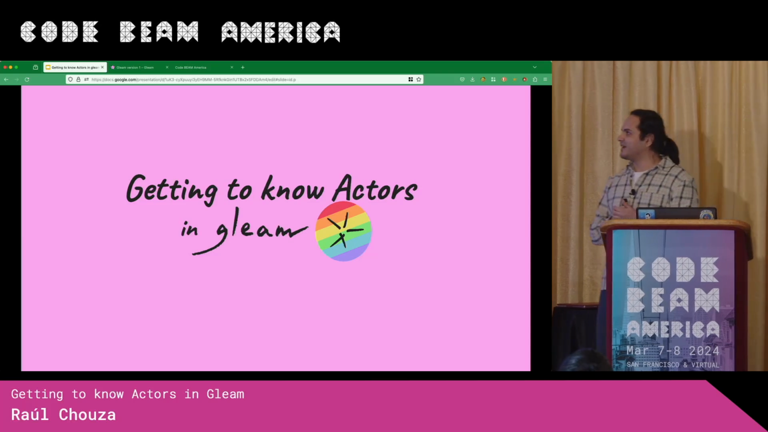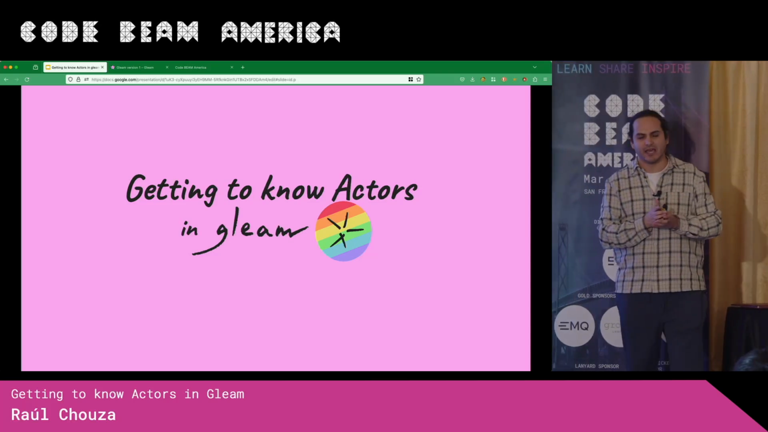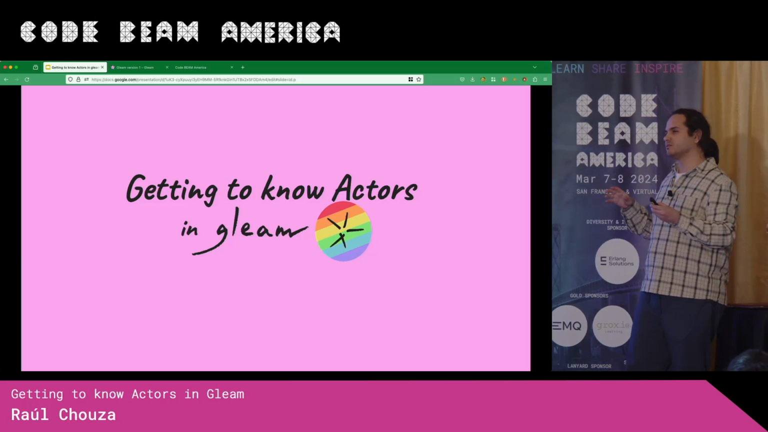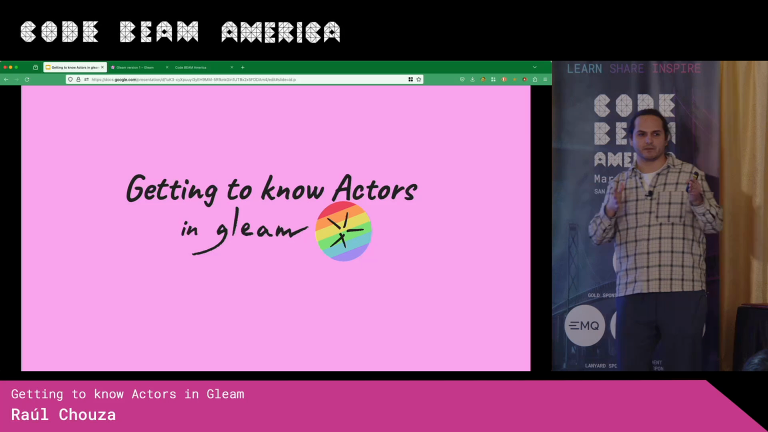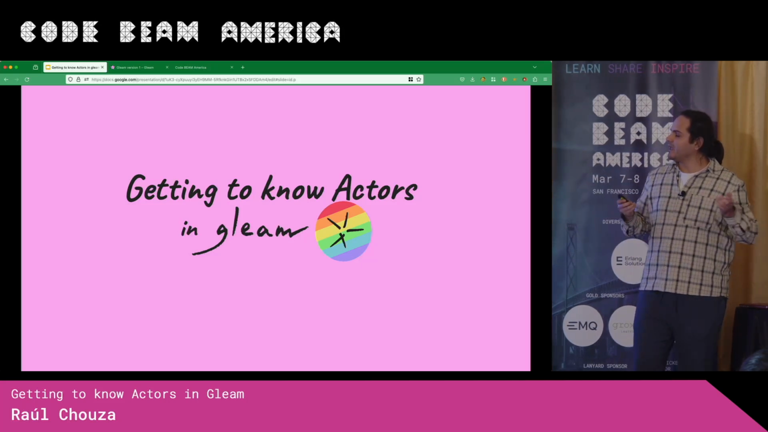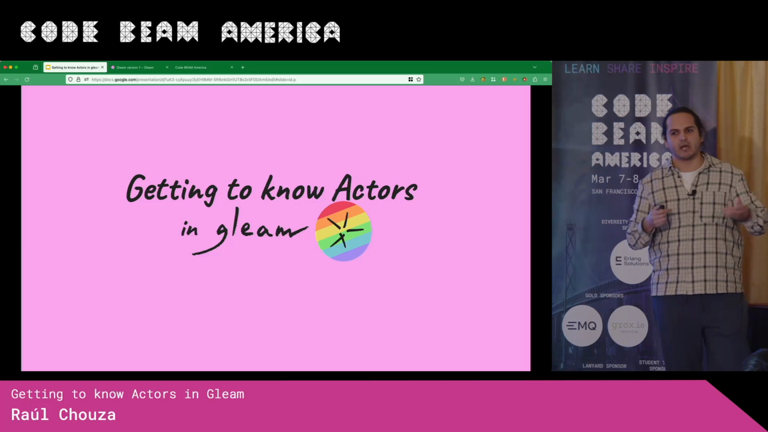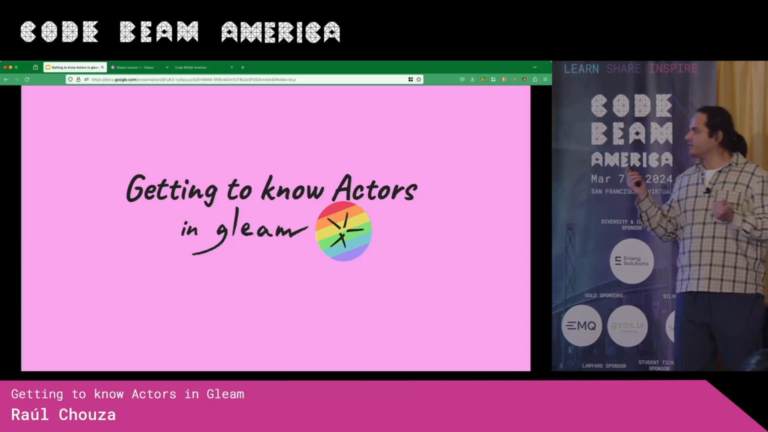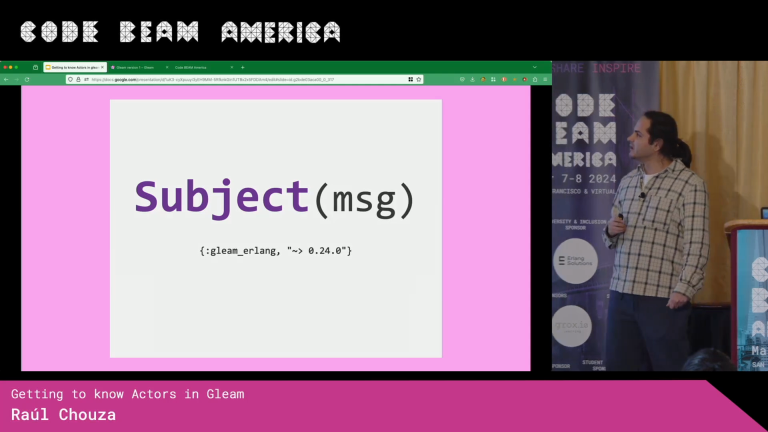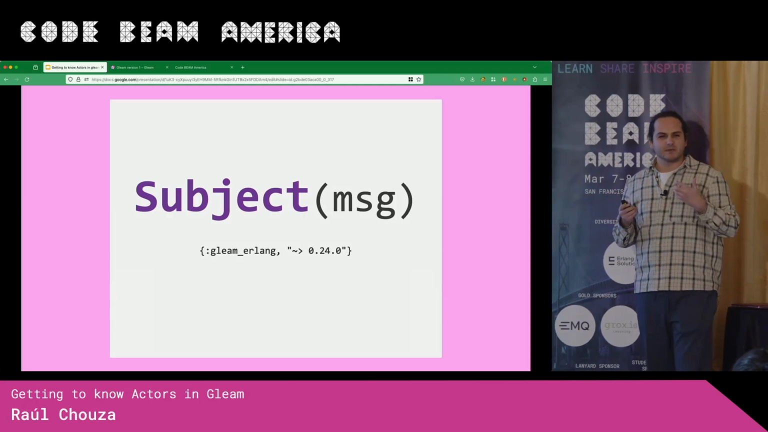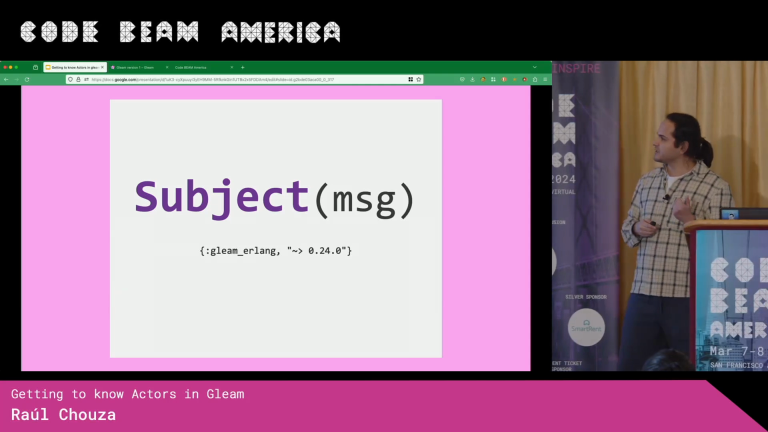So now, let's start the talk, which is getting to know actors in Gleam. And in a similar way as we saw before, certain things in Gleam have to shift because of types. And there are a couple of concepts that we must learn before learning how an actor works. So the first concept I want to talk about is that of the subject. What is a subject? The subject is basically a new type. It's a wrapper for a PID in Erlang or Elixir.